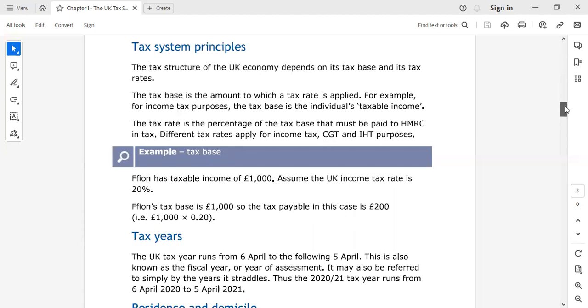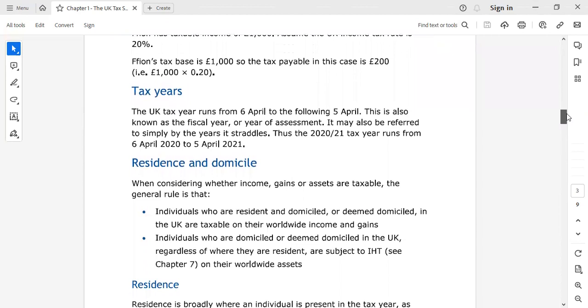And next is the tax year. The UK tax year starts from 6th of April to 5th of April. Usually our calendar year starts from January to December, but the UK tax year starts from 6th of April to 5th of April.